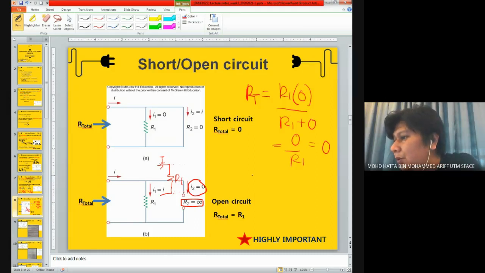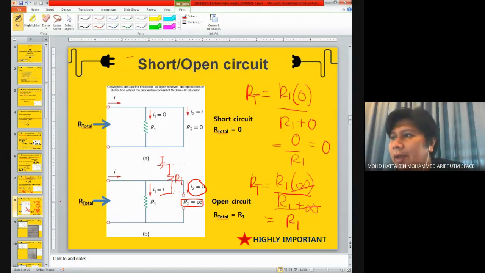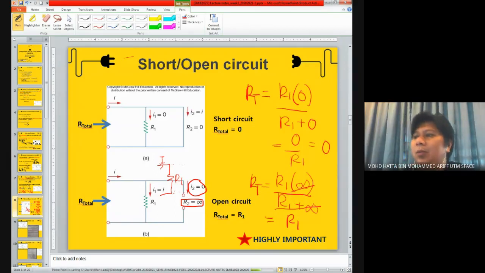If you try to prove the total resistance equals R1, here we have R1 times infinity divided by R1 plus infinity. Since R1 plus infinity is always infinity, we can cancel these two terms, and that leads us to the value of resistance being R1. Okay, that's the definition for short circuit and open circuit.